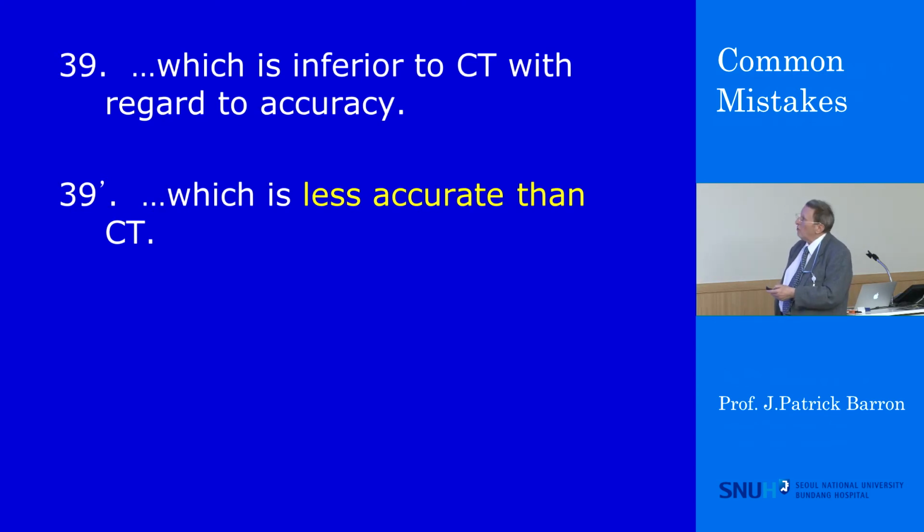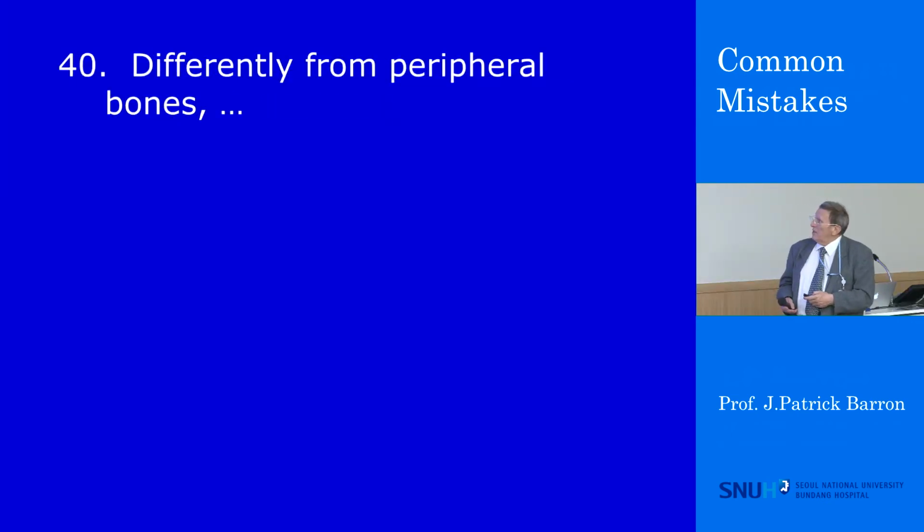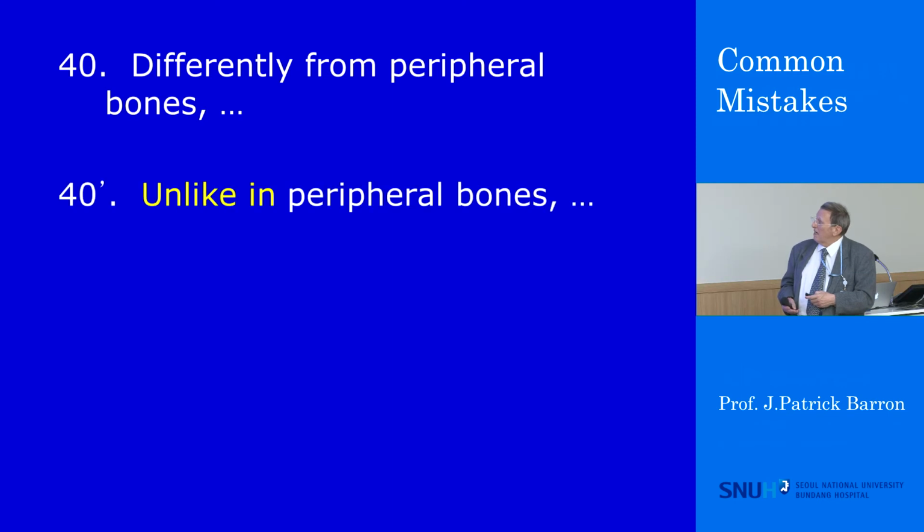And so here you have 1, 2, 3, 4, 5, 6, 7, 8, 9, 1, 2, 3, 4, 5, 6. So 2/3 of the words. And the shorter the sentences, the more easy to understand usually, and the more impact, and the less effort. Again, you've got to make it easier for the reviewer and the reader. Differently from peripheral bones, unlike in peripheral bones, okay?